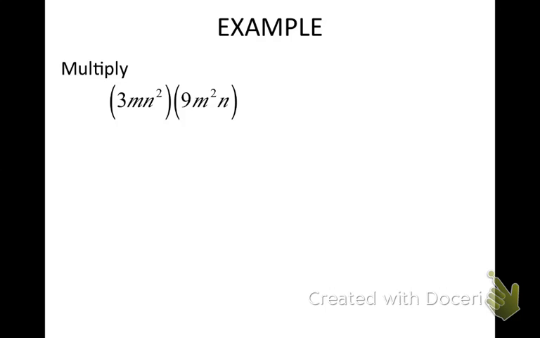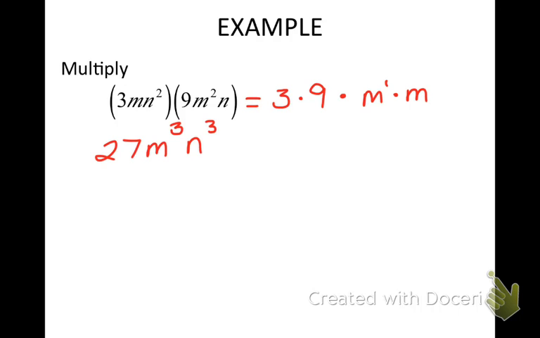What do you think is going to happen here? 27 m to the third, n to the third. Good. If you don't see that, you can rewrite it. I could do my 3 times my 9 together. I could do my m to the first times m to the second times n to the second times n to the first. So 3 times 9 is 27, 1 plus 2 is 3, 2 plus 1 is 3. And get your final answer.